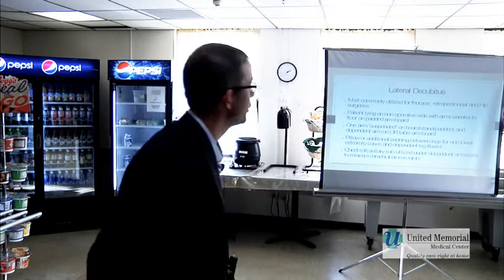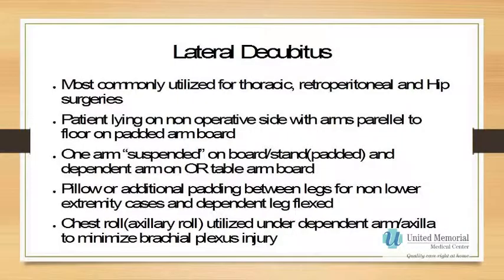So again, this is most commonly used for thoracic and retroperitoneal procedures, and here, we use it quite a bit for the hip arthroplasties. The patient's lying on the non-operative side. One arm is suspended on the arm board in parallel, like we talked about. The dependent arm also just parallel with that one on the OR table arm board. A pillow or additional padding with the down leg flexed. And then a chest roll is recommended.